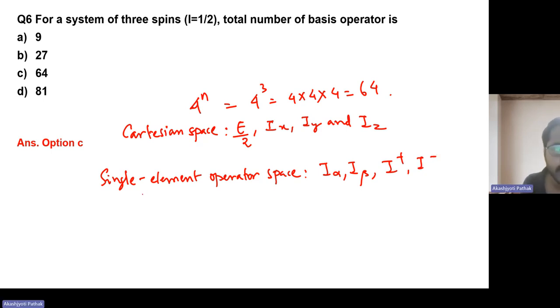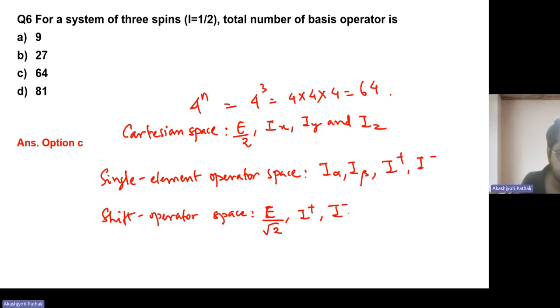And in case of shift operator space, what would they be? They were E by root 2, I plus, I minus, and I0. And this I0 is given as root 2 Iz.